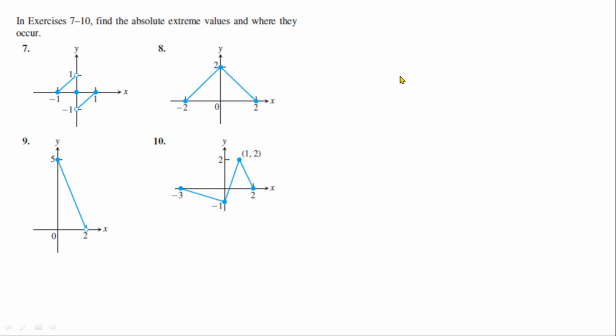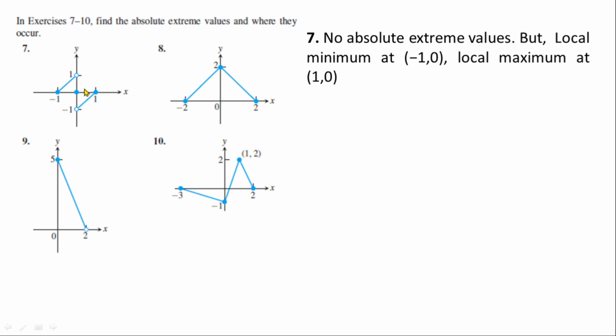Hi, in this video, let us find the absolute extreme values and where they occur for the following graphs. Suppose we take this graph. Here there is no absolute maximum and absolute minimum, because we could say this is the absolute maximum if it were included, but these points are excluded. So we cannot say what the absolute maximum and the absolute minimum are. If these points were included, then we could say, but these are excluded. So there are no absolute extreme values.